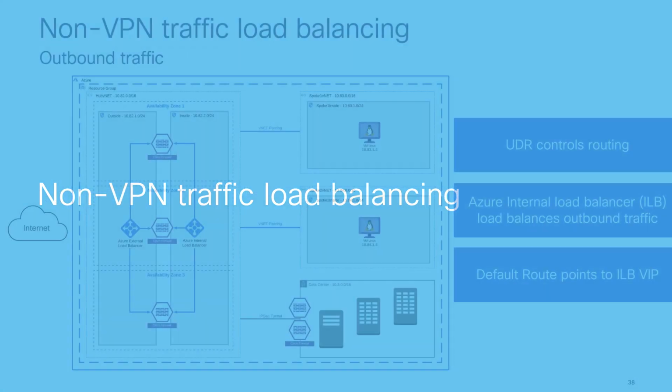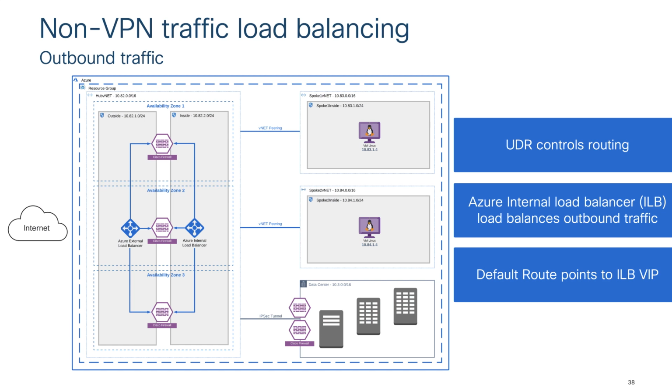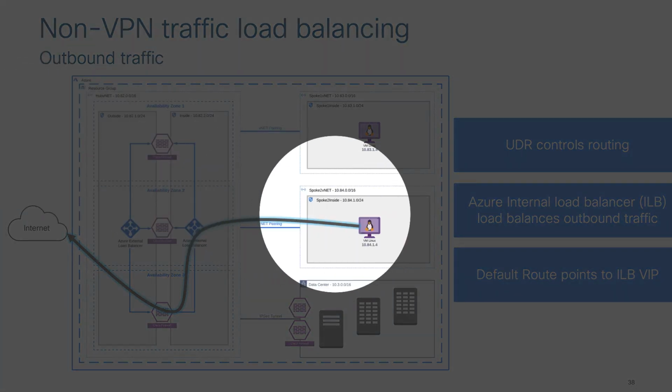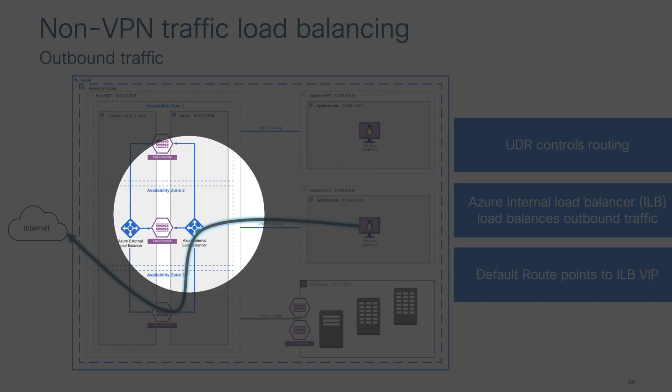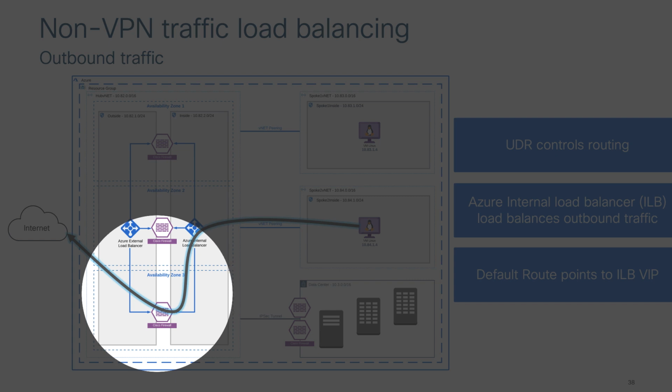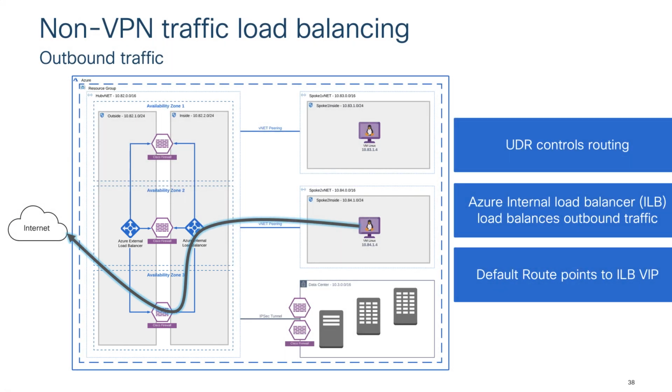For non-VPN traffic, this is the outbound traffic flow. You can see that this server initiates a connection. There is a UDR that will force traffic to the internal load balancer. The internal load balancer will then send it to one of the firewalls available in the backend pool, and on the way out, traffic is source NATed to the external interface of the firewall. Pretty simple. So it's similar to the load balancer sandwich model that we showed earlier.